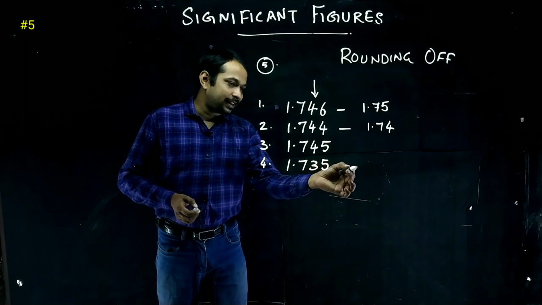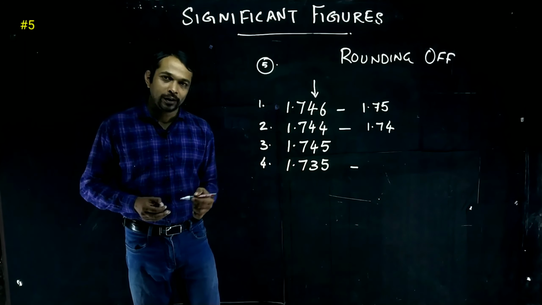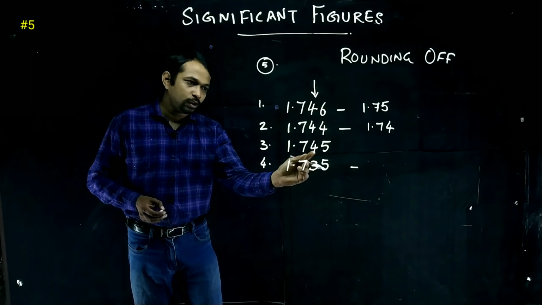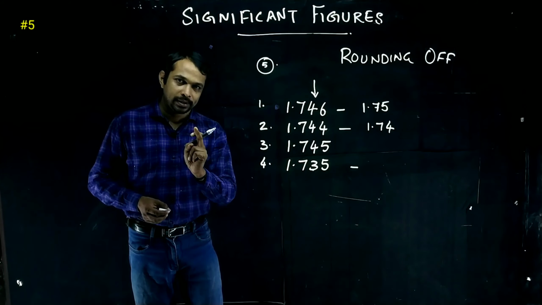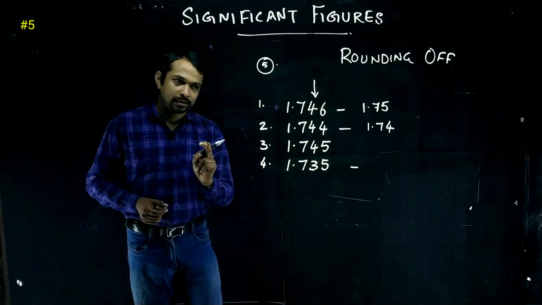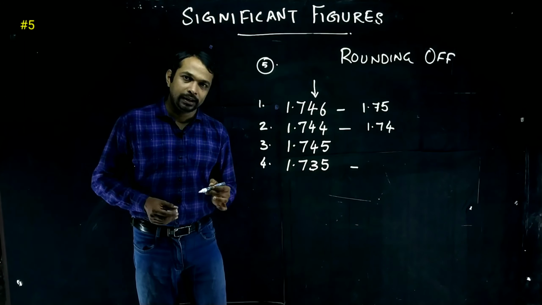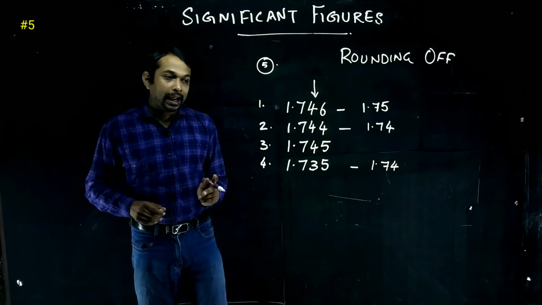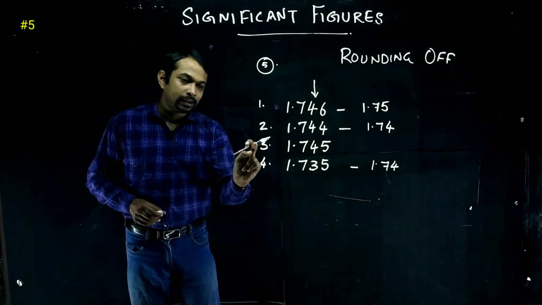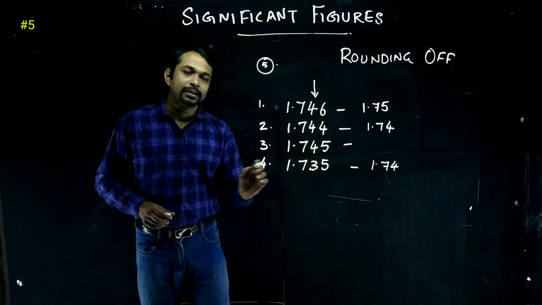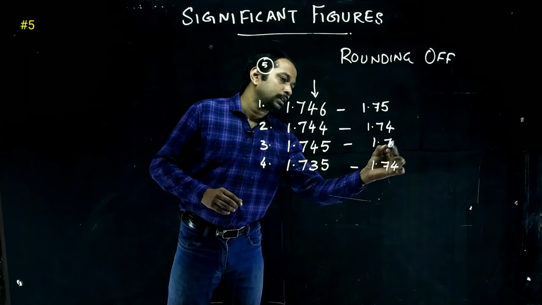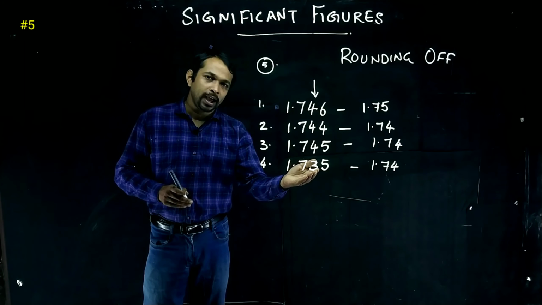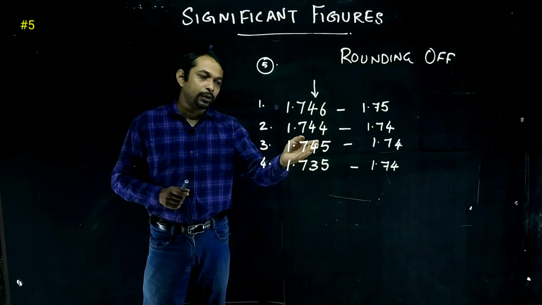Okay, in this case, let me tell you how the fourth one will behave. This is exactly 5. So you have to look at the second digit. Okay, this 3 is an odd number. In that case, we will make it into an even number. 1.74 it will become. And what will you do if it is an even number? In the third case, you will write it as it is. So 1.74 itself.